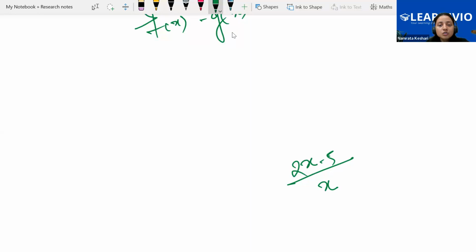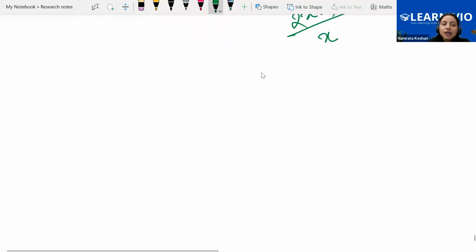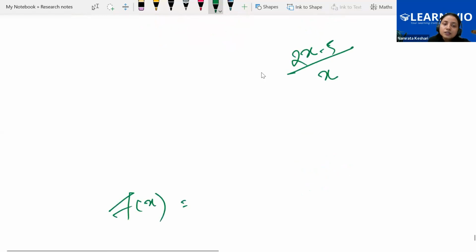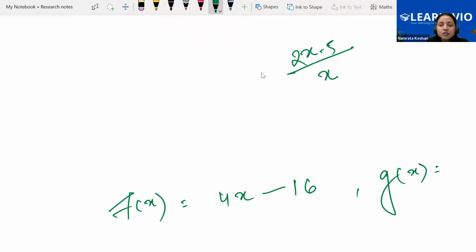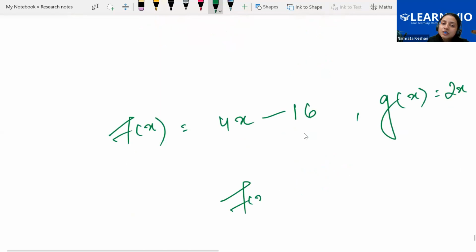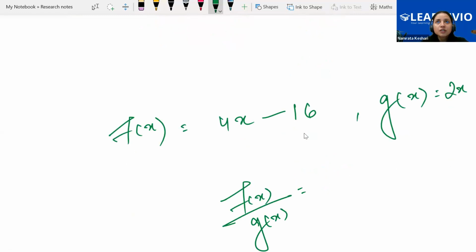Here it is not possible, but if I take, let's say, f of x is equal to 4x minus 16 and g of x is equal to 2x. Now, if we find f(x) by g(x), can you tell me what we are going to have? It is basic simplification, which you must have learned, I believe, in very lower classes. The calculation of algebraic expressions. The same way we have to do this.